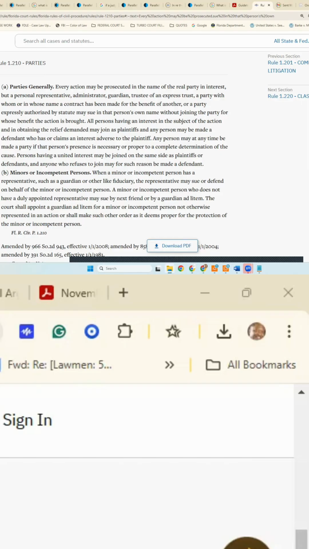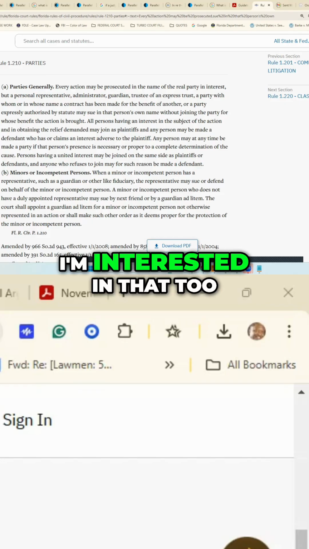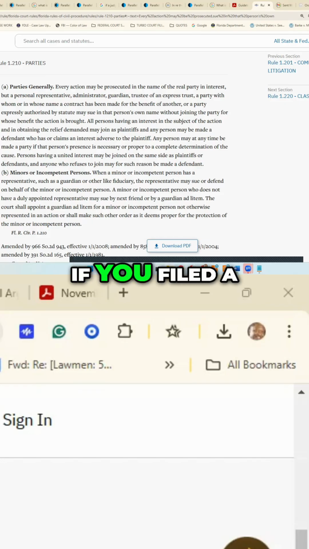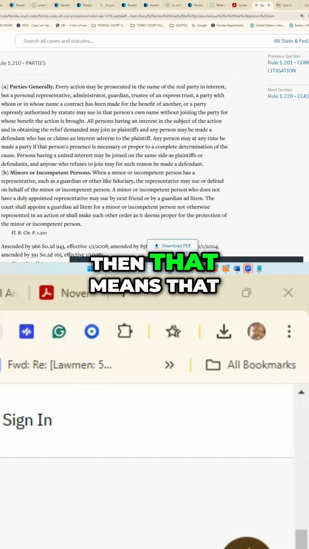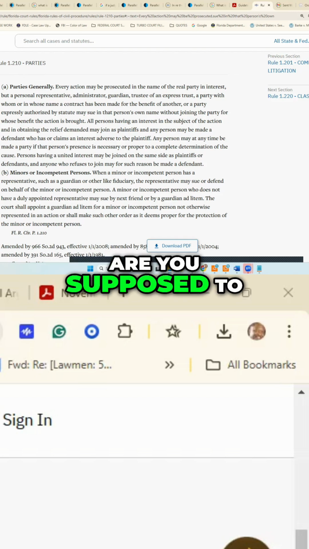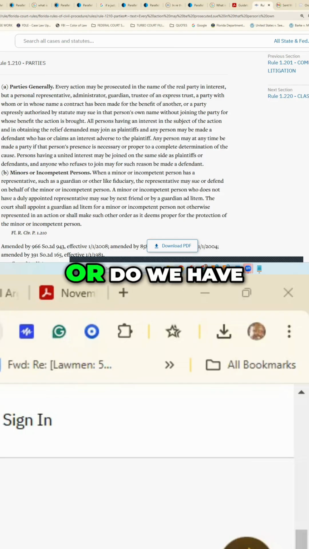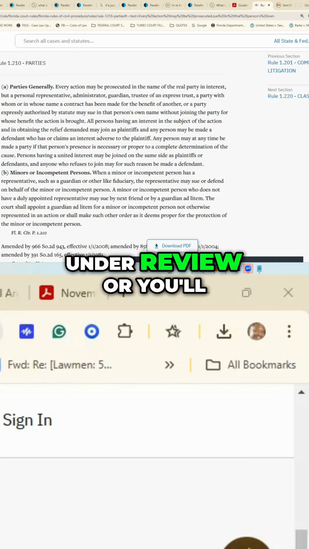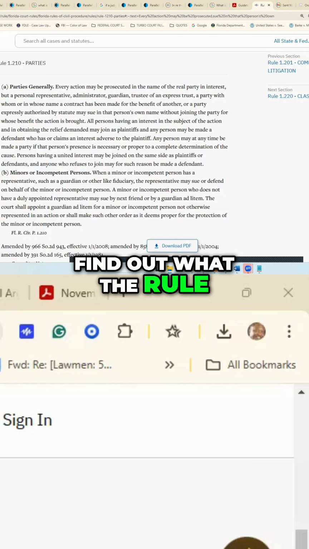Hmm. That's interesting. I'm interested in that too. Because if you filed a motion to set aside judgment, then that means you were supposed to file, speculation. Are you supposed to file something before that? Or do we have to bring it back under review? Or just look at the rule.